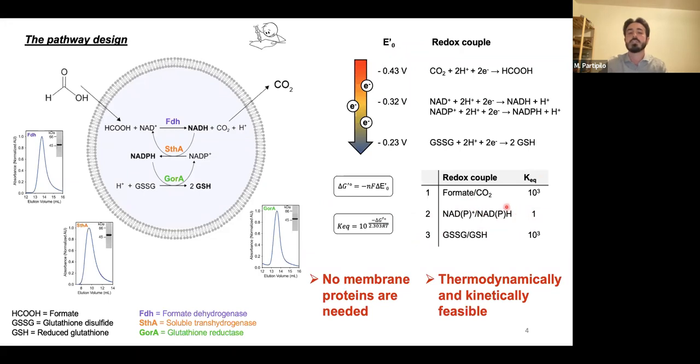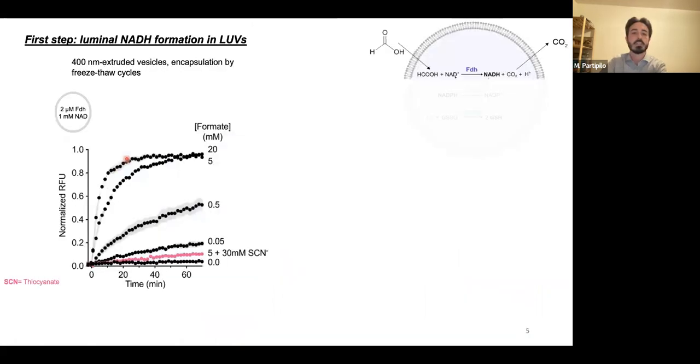So the take-home message from our design is that we rely on formate permeation, so we don't need any membrane proteins that allow the uptake of our initial trigger, but also that we designed a pathway in a way that would be not only thermodynamically, but also kinetically feasible.